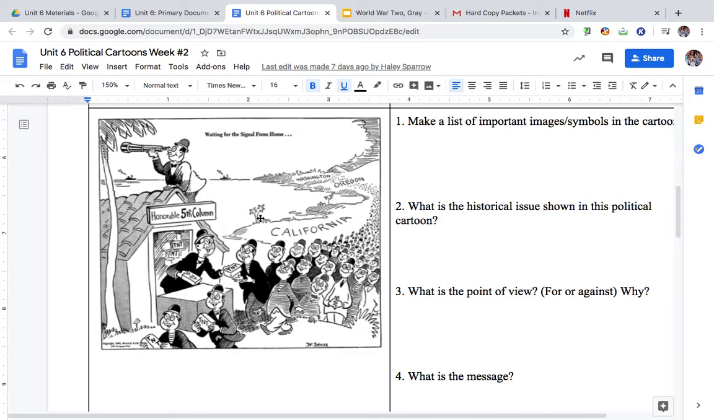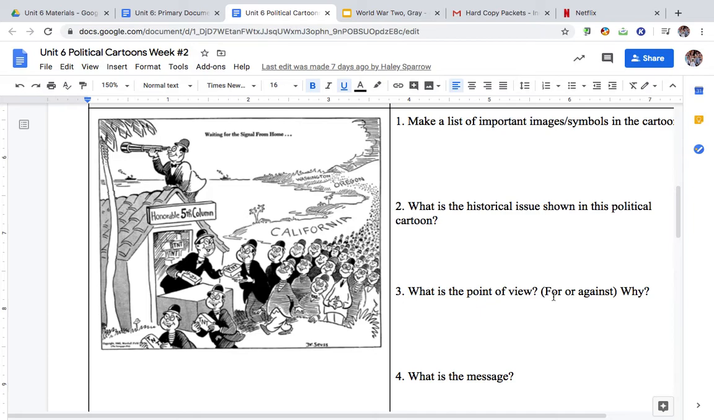And then you see this kind of hut here handing out TNT. Again, who do you think they would be referring to? Who would be making bombs or passing out TNT along the west coast? This is most likely referring to the Japanese. So what historical issue could this be representing? Base it on whatever you pick as your historical issue.